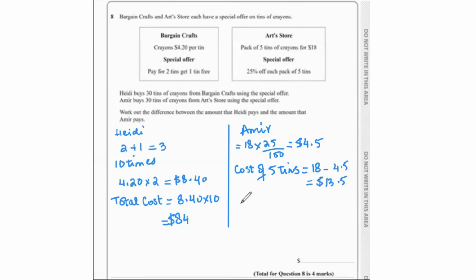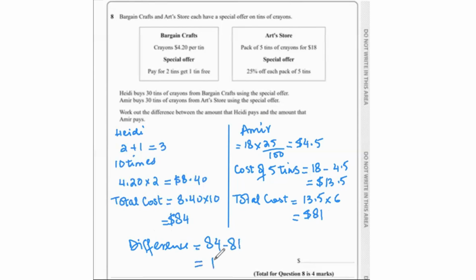$13.50. So for the cost of 30 tins, it's going to be 13.5 times 6, because if the cost of 5 tins is 13.5, the cost of 30 tins would be 13.5 times 6, which is going to give us $81. So now the difference is going to be 84 minus 81, which is $3. That's the answer.